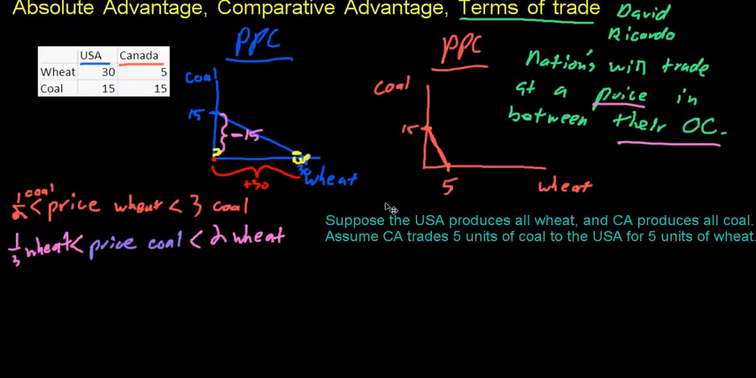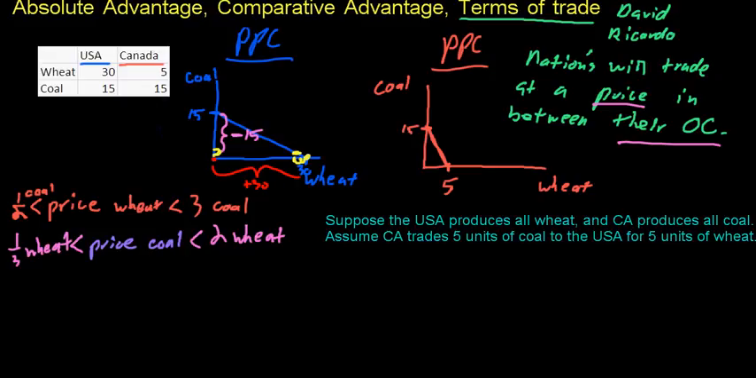So in the last video, we introduced the theory of comparative advantage, or what's also called the Ricardian trade theory, which says that nations will trade at a price that's in between their opportunity costs. Another way of saying this is that they will trade as long as one nation has a comparative advantage over another.